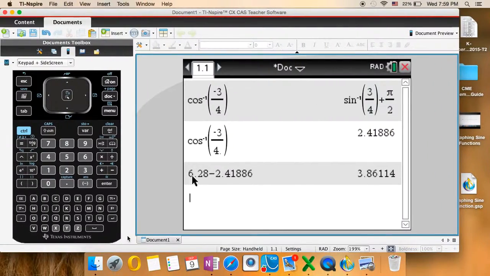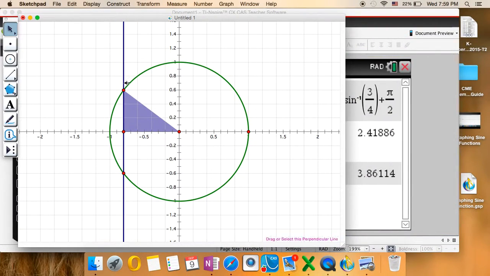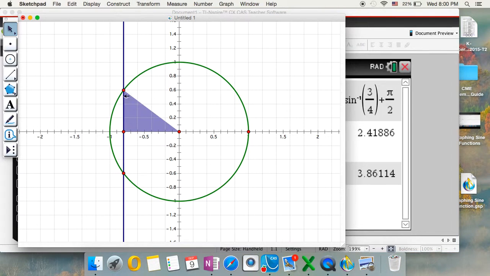The reason that we draw a vertical line is because cosine of x is negative 3/4, and cosine is the run, basically the x coordinates of the unit circle. So we draw the vertical line.